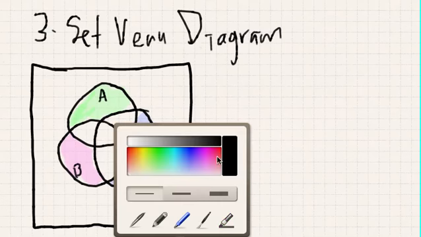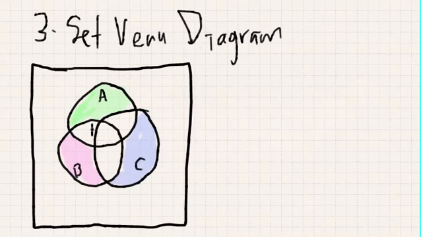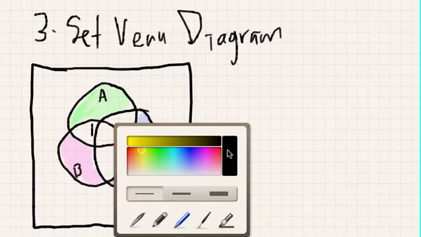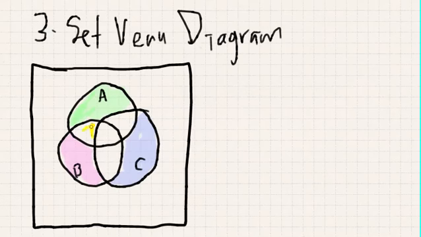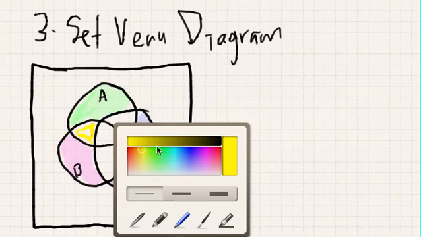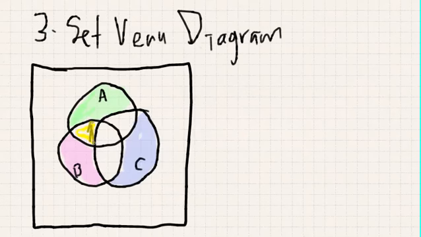Now, I'm going to use the marker tool. Okay, what do A and B share? I chose this nice different color. Let me make that a little bit darker. This is what A and B share that C has no part of.